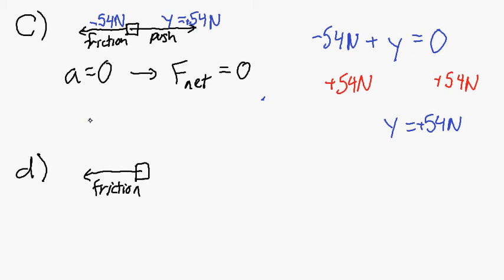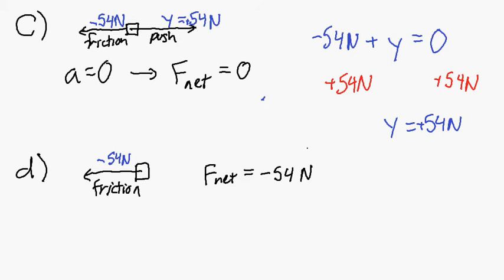The thing that changes here is that because they have released the crate, there is no longer any push force. That means that the friction force is the only thing acting on this object at the moment, which tells us that the net force is going to be equal to it. When we have only one force acting on an object, that is going to be equal to the net force because there's nothing there to add to it or cancel out any parts. So we got that the net force is now going to be negative 54 newtons.